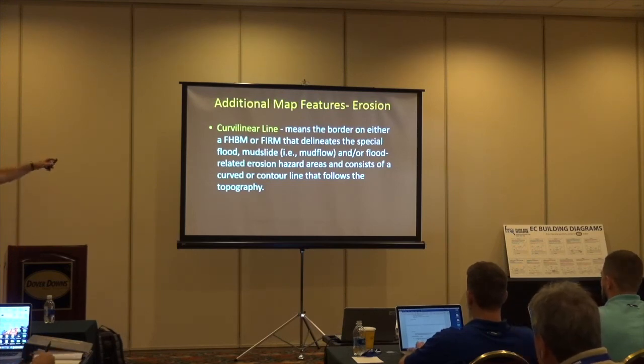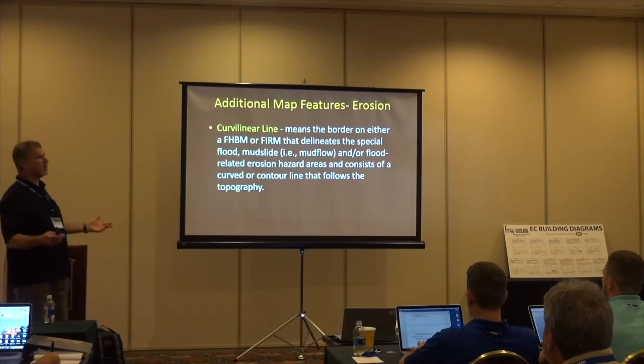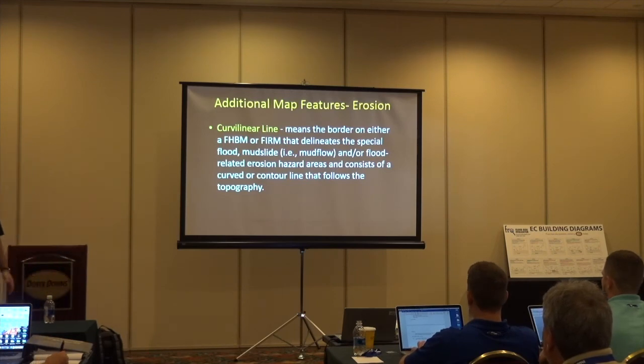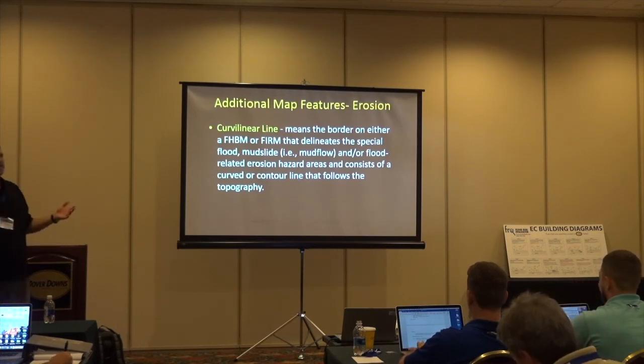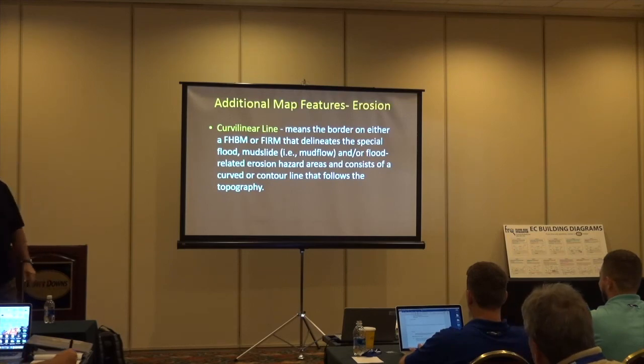The important thing here is to know what the term is. So if somebody asks you, hey, what does the curvilinear line designate on the maps? It's essentially related to erosion. Whether that erosion is in a mudflow, a mudslide, or a slip-off slope, the general idea is that it can delineate erosion.